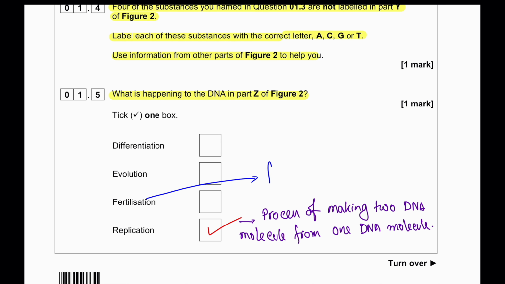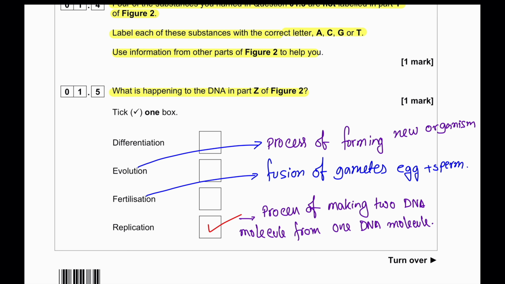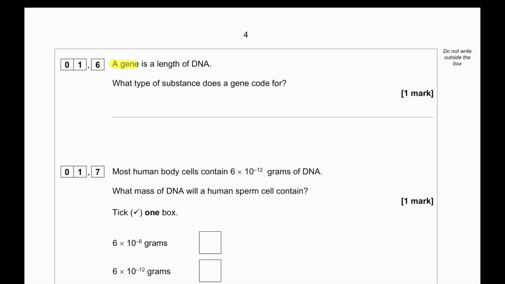Fertilization is the fusion of gametes. So egg cell and sperm cell fusion is fertilization. Evolution is the process of forming a new organism from an old organism by means of natural selection. Differentiation is the process of specialization, so specialized for a particular function. A gene is a length of DNA. What type of substance does a gene code for? So a gene codes for a polypeptide or a protein.